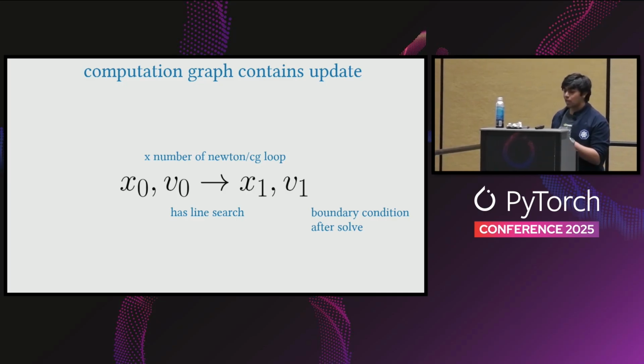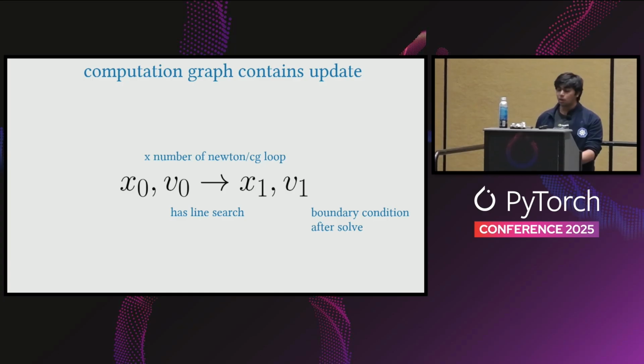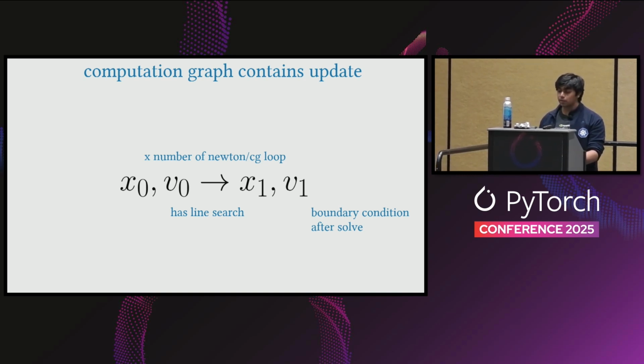Let us see what this arrow contains. This arrow has some number of Newton iterations with conjugate gradient, and it uses line search, which changes the effective map we have. The gradients depend on the iteration count and the tolerance we use. Boundary conditions are also clamped after the solve, or post projection, which hides all of the true dependencies that this has.